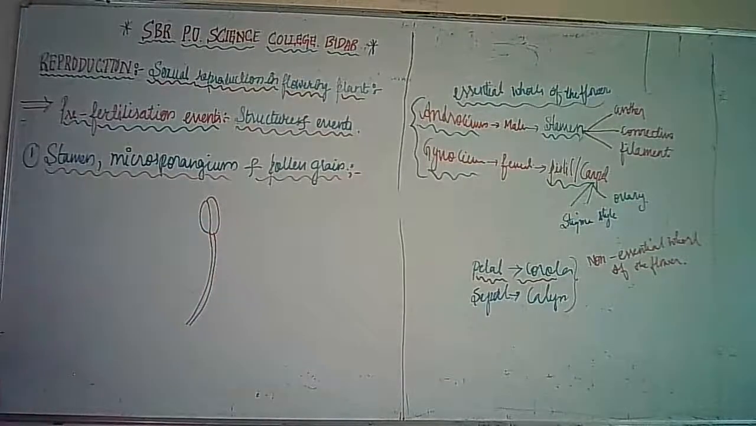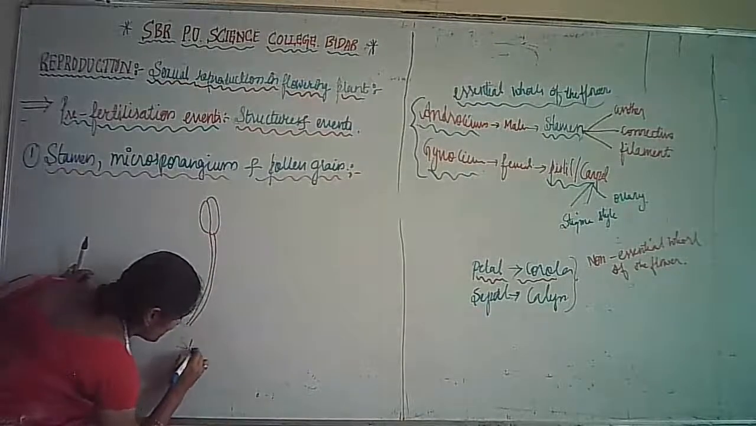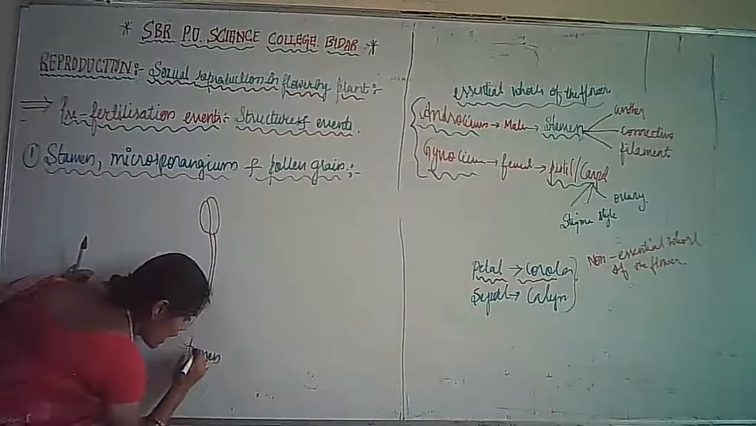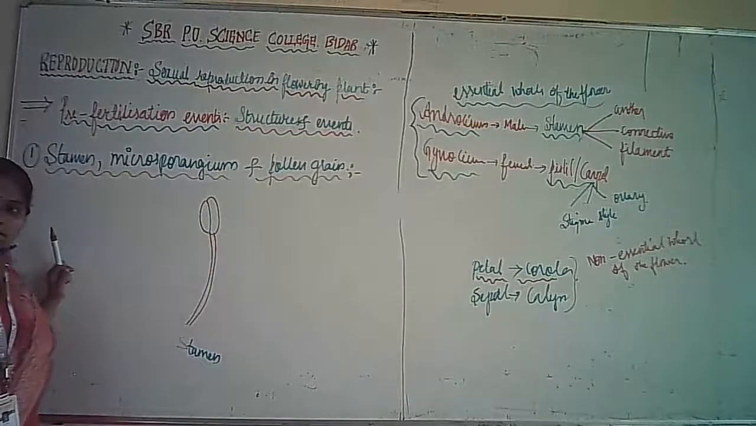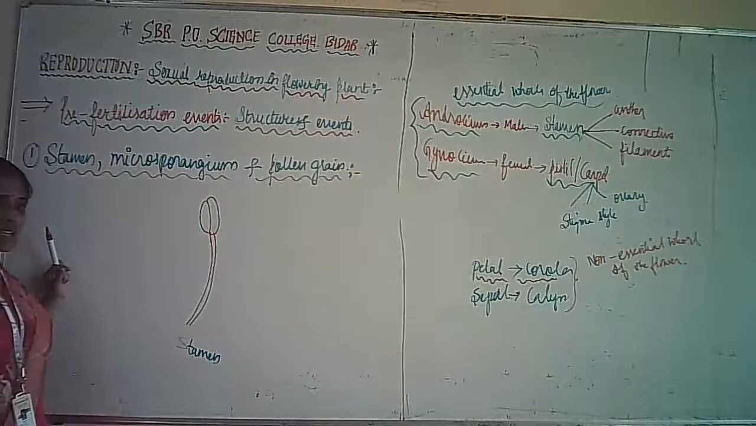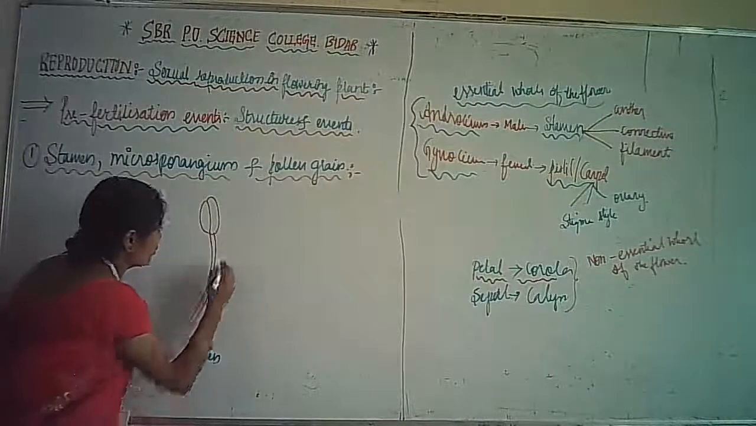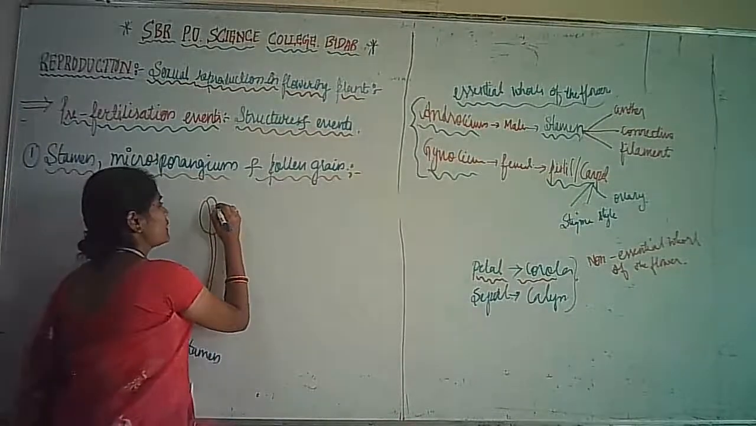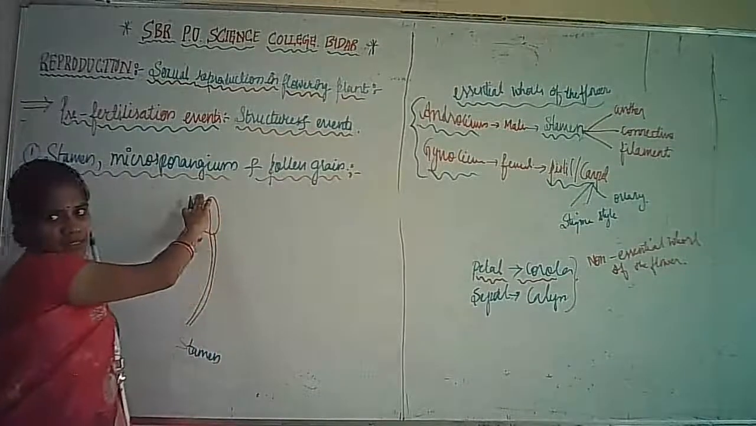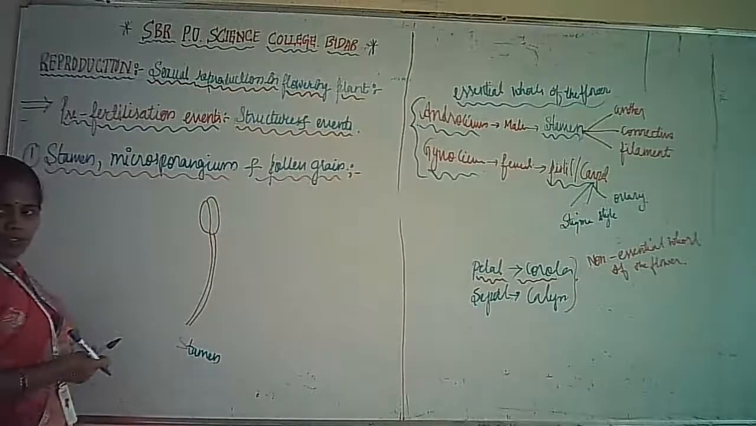So this is the stamen you are able to see. In the next class, I'll show you a hibiscus flower. With that, different parts I will be showing you. I hope it is available here, but I can't get it now. If I get it, I'll show you. So this is a bilobed anther.